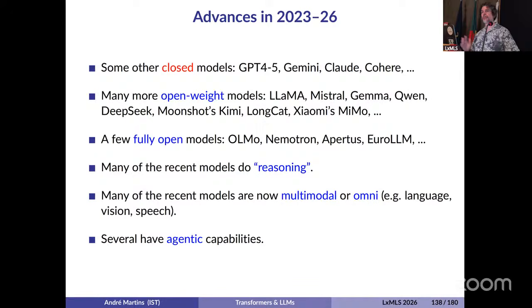Many of the recent models are not just producing or consuming text, but they are multimodal or omni. They support language, vision, speech, and so on. And several of these models have agentic capabilities.